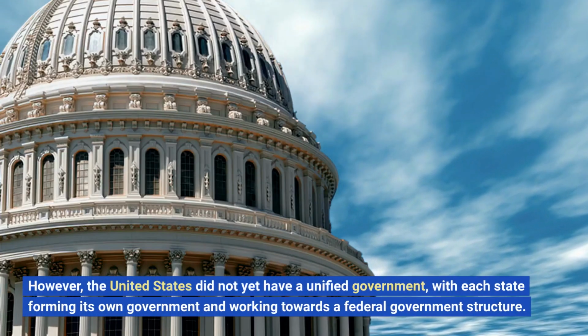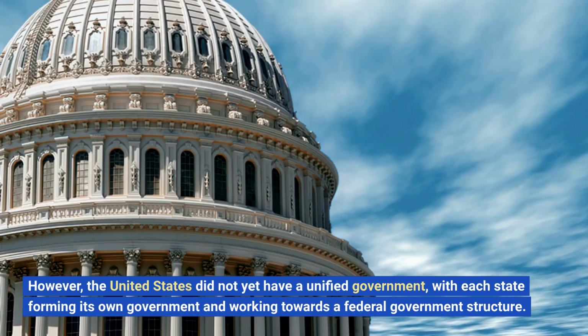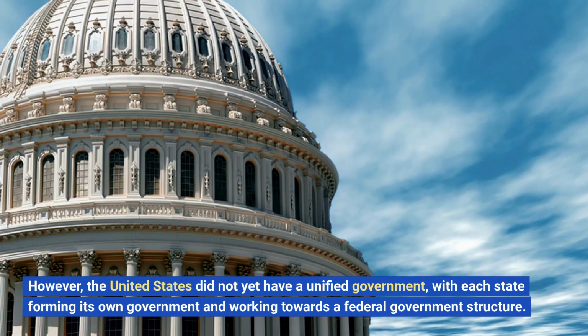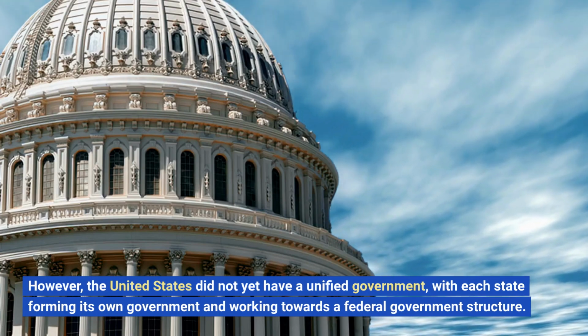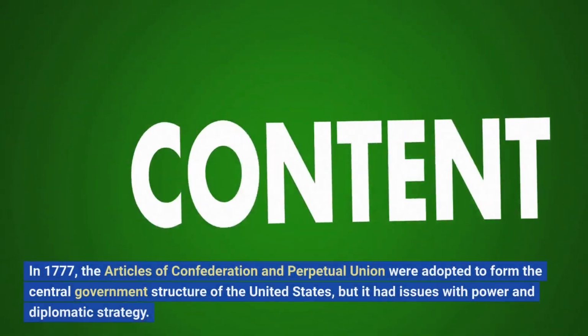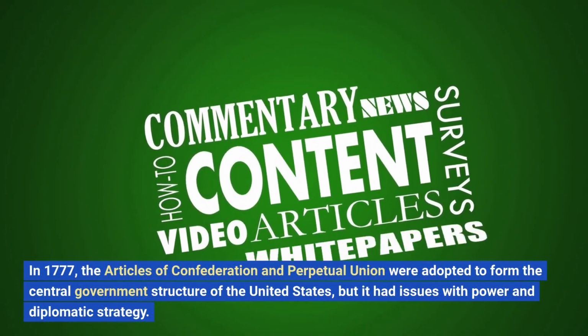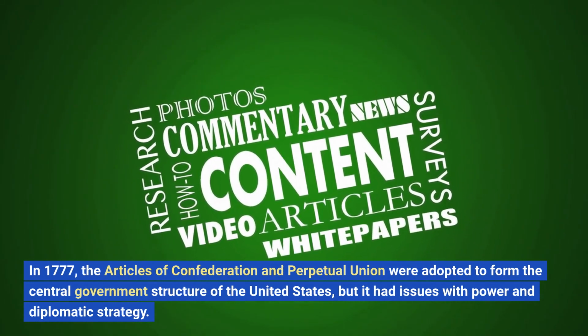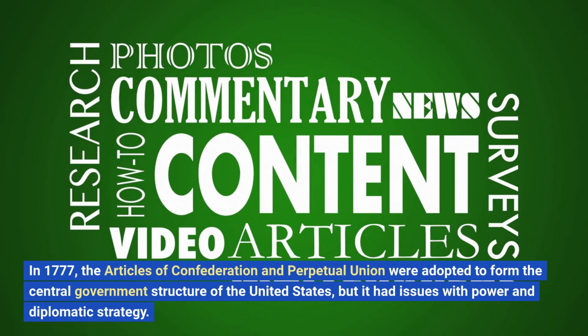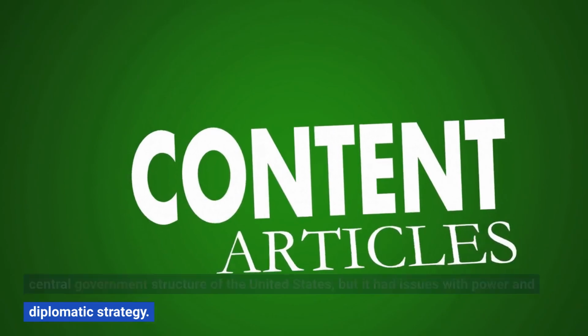However, the United States did not yet have a unified government, with each state forming its own government and working towards a federal government structure. In 1777, the Articles of Confederation and Perpetual Union were adopted to form the central government structure of the United States, but it had issues with power and diplomatic strategy.